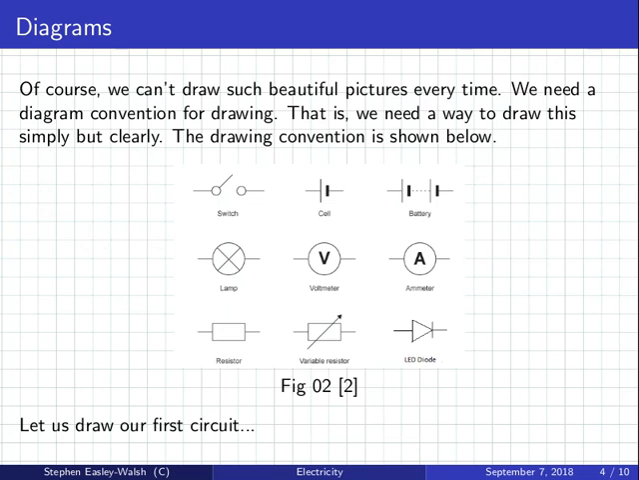So this is the switch. That would be like one of these guys, for example, here. This is the cell. Now, the cell is like one power source, so to speak. And the battery is multiple power sources. Now that language can be confusing, and we'll talk in a moment about that.